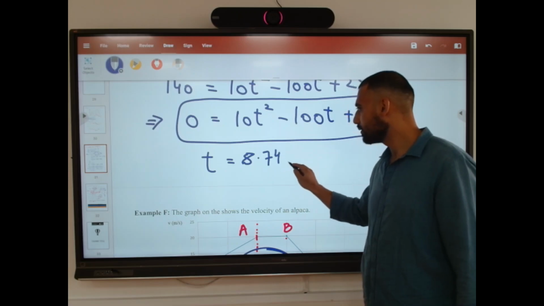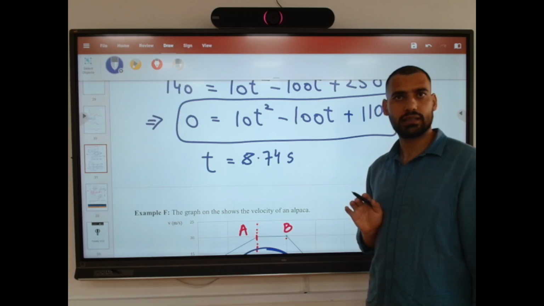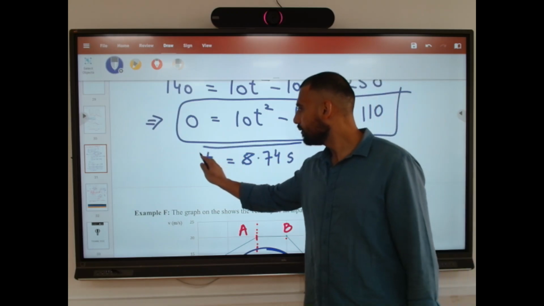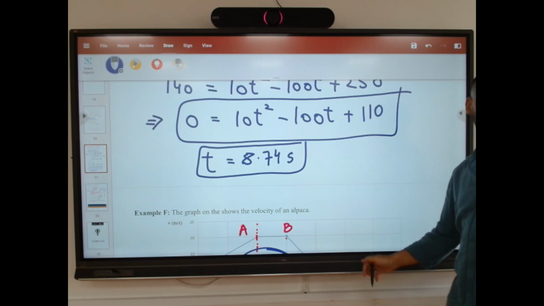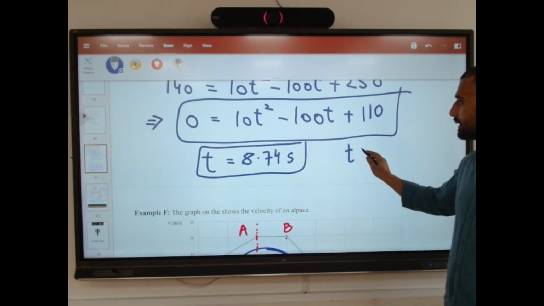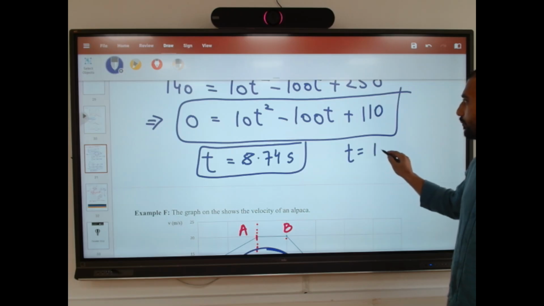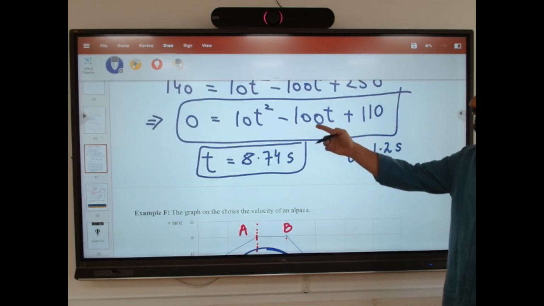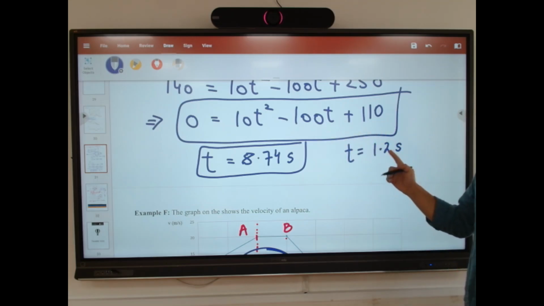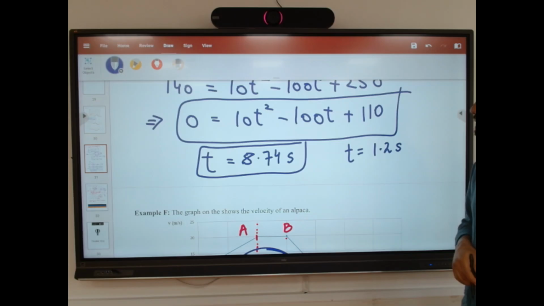So this is your time. But how is it possible that you have only one value? There must be two values. Yes, 1.2. Time is equal to what? 1.4. Both are positive? Yes. For this quadratic equation, you got two positive values of time. What is the discriminant? B squared. Yeah, 2 positive.